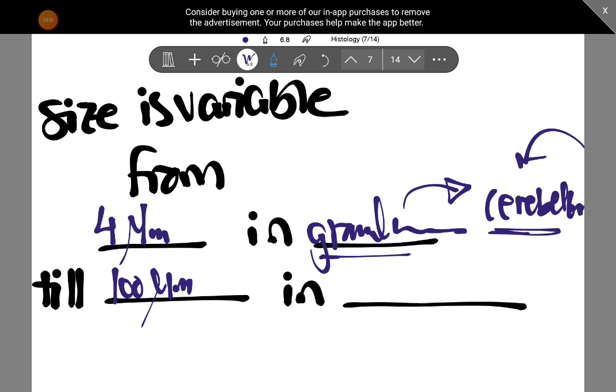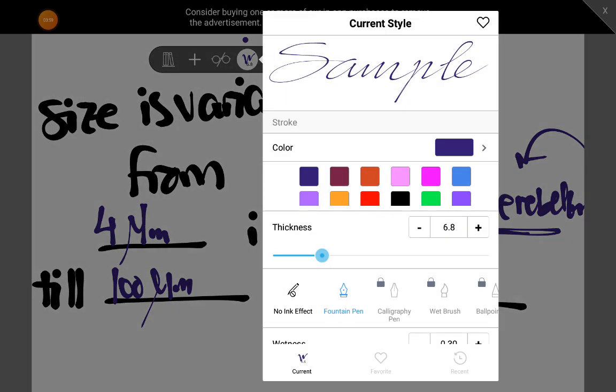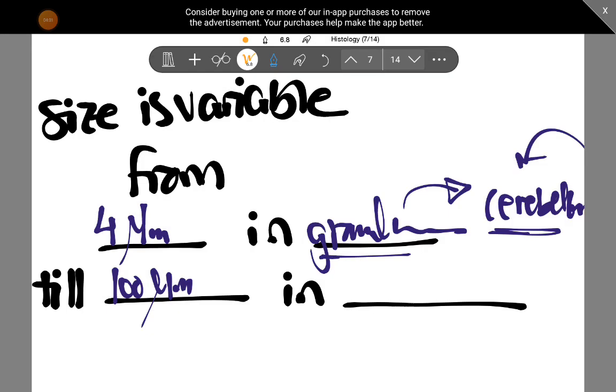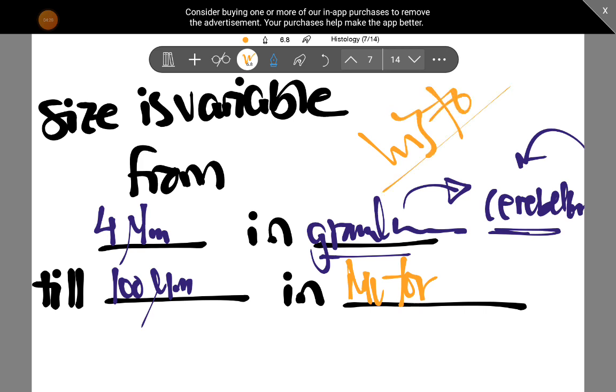And they may be so huge. Where would they be huge? In the motor neurons, the neurons responsible for your actions. If you want to flex your biceps, these are the motor neurons. They are responsible for movement. I don't want to go into further details because this is just histology. These motor neurons are present in the spinal cord.